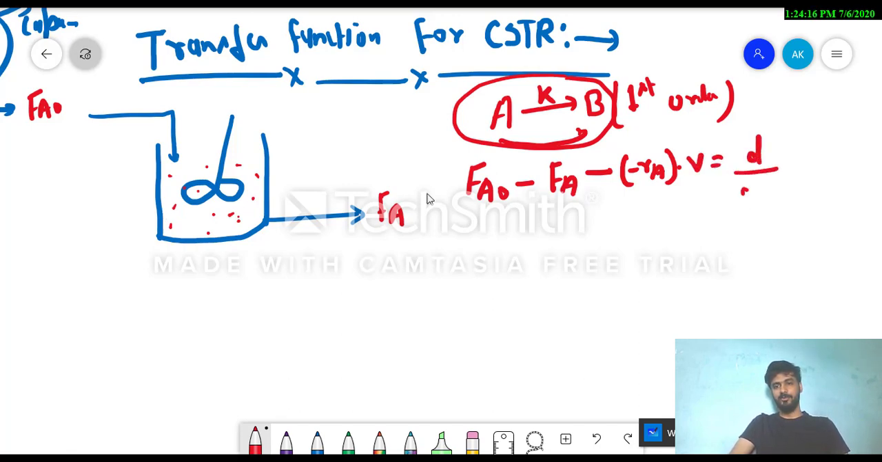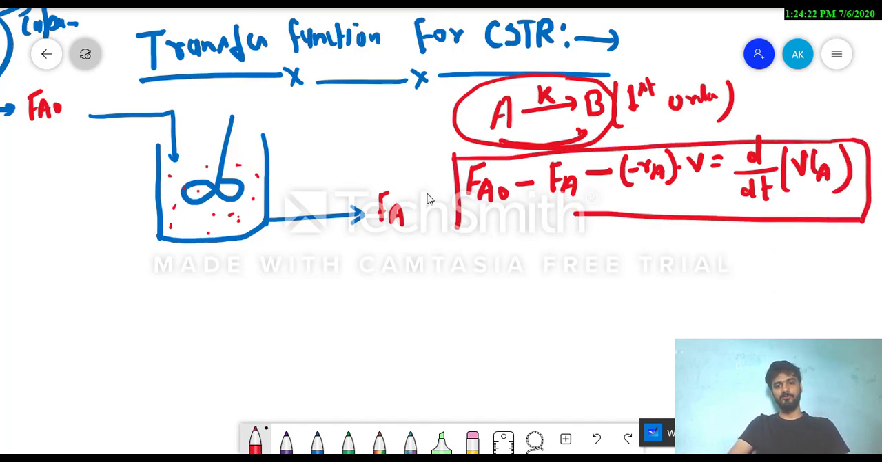Accumulation, d upon dt of V Ca. That is the accumulation. That is the material balance for the component A. From here you can derive the relation. So if the volumetric flow rate in is V naught, here it will also be V naught. Okay, so what will happen?